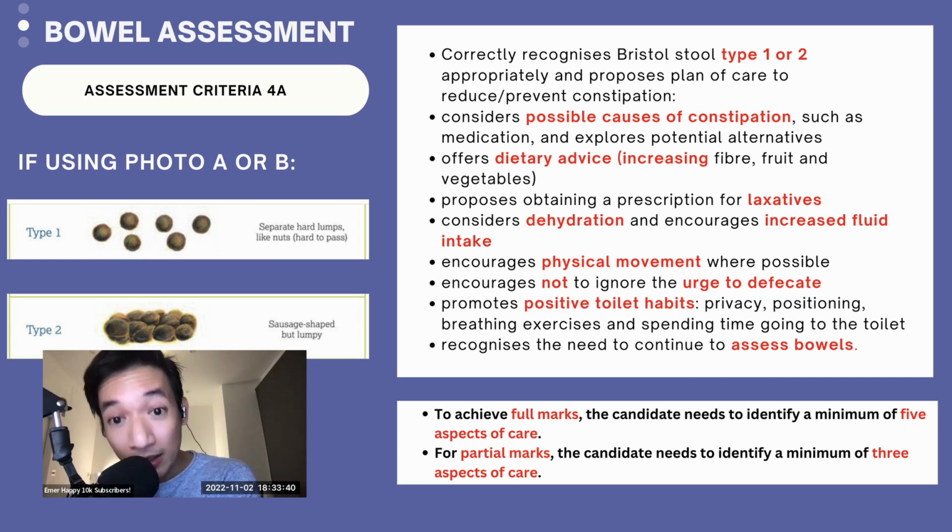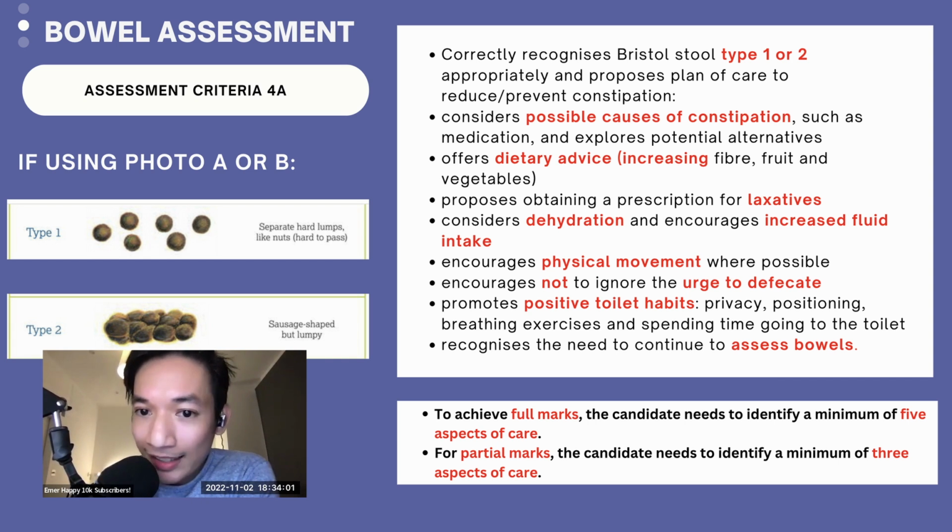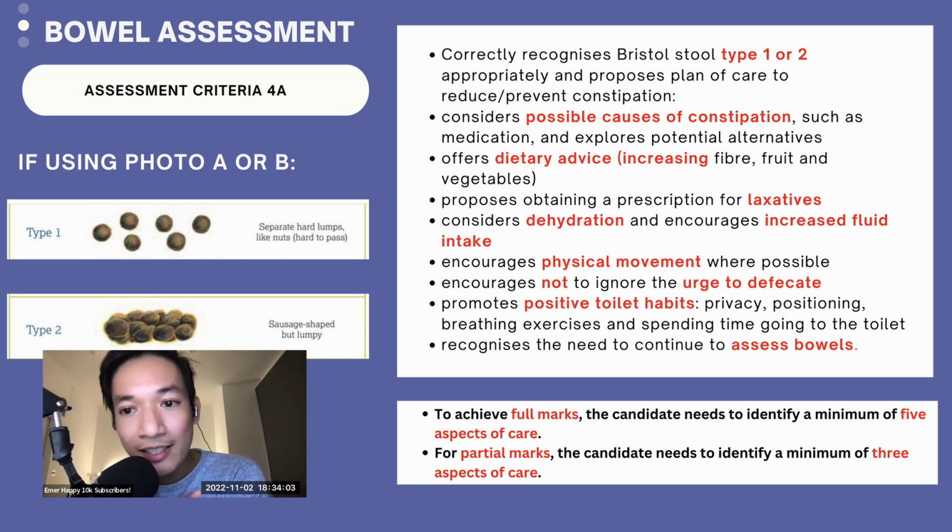And we need to take note of that to create a care plan. So this is your first answer for your care plan, is to consider the possible causes of constipation. Medication, of course, explores potential alternatives. Okay. Well done. Next, offers dietary advice such as increasing fiber, fruit, and vegetable.